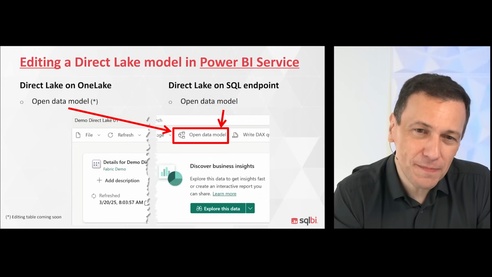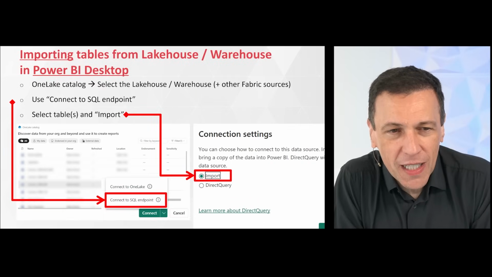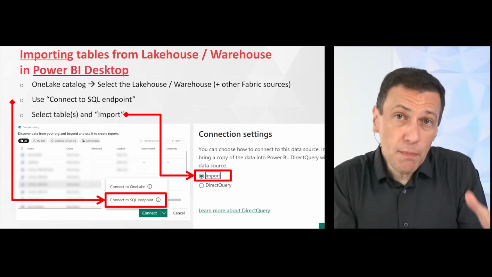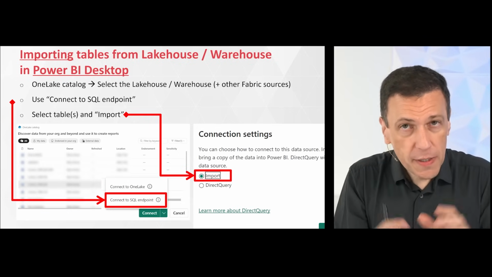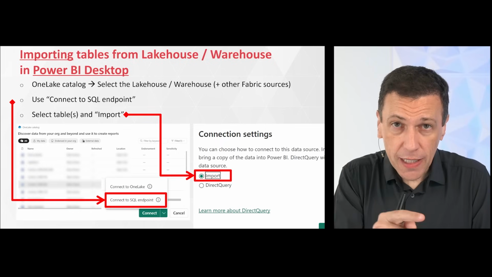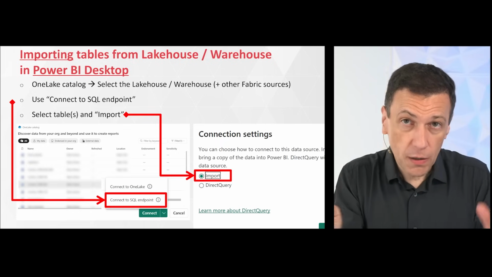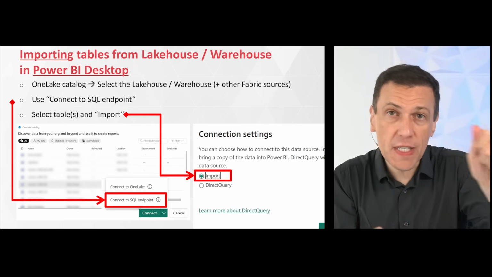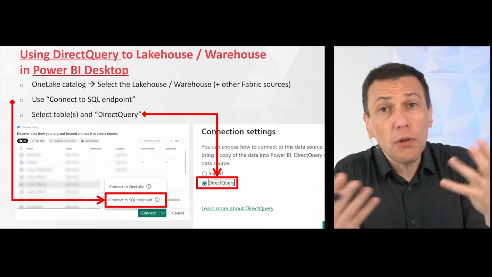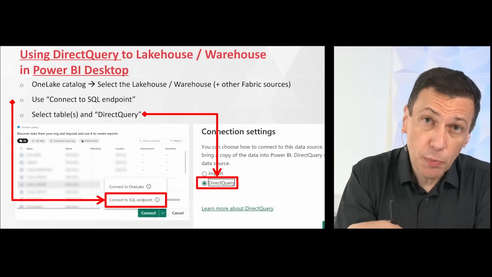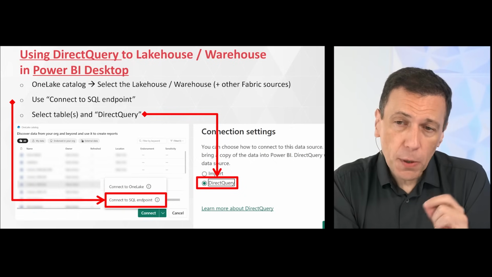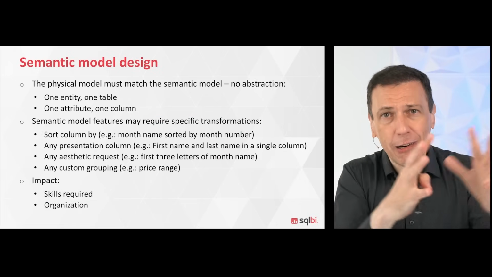So what about importing tables from a Lakehouse warehouse using Power BI Desktop? If you remember, this was the first demo. I wanted to import data using data in the Lakehouse. So the steps are the following. First, use connect to SQL endpoint. But then, instead of using direct query, choose import. This way, we import the data through the SQL endpoint and the Lakehouse. And if I want to use direct query over a SQL endpoint in Power BI Desktop, I can. I just have to use connect to SQL endpoint and direct query. So this is more or less a recap of these options.